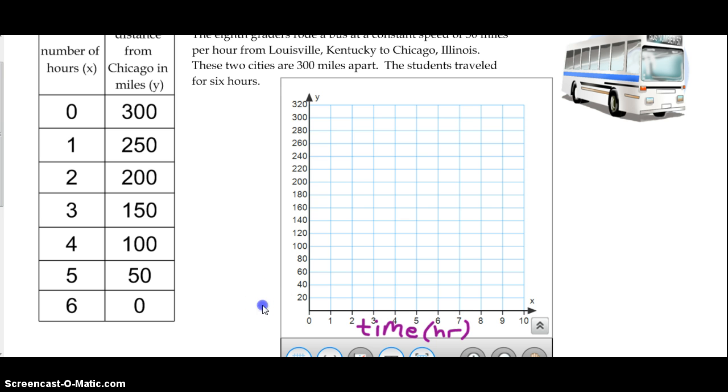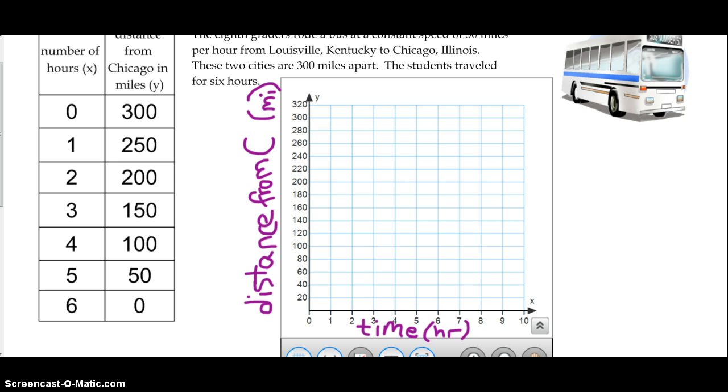Our y-axis is our distance from Chicago. I'm sorry if this is sloppy, guys. I'm trying to write it with a mouse pad. Distance from Chicago. I'm just going to put a capital C for Chicago, and that is in miles. The abbreviation's usually in parentheses, or the unit.